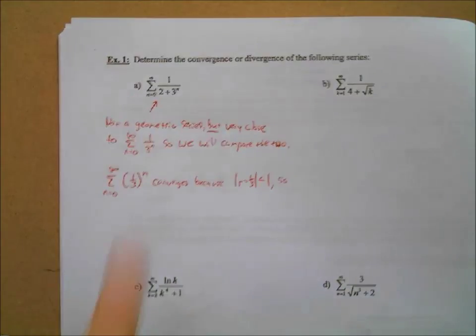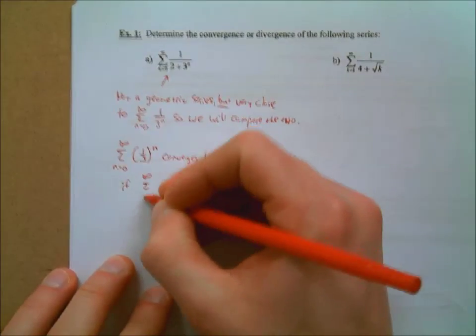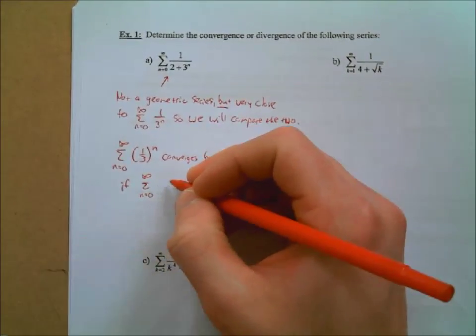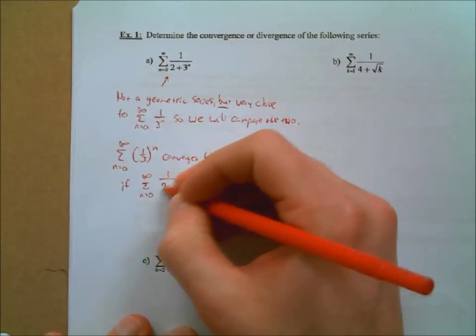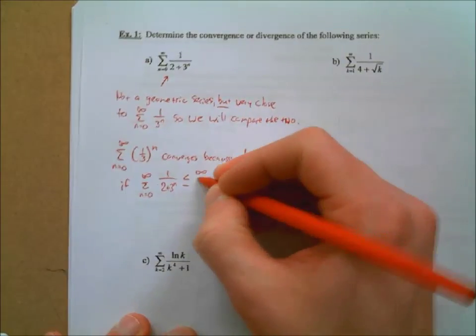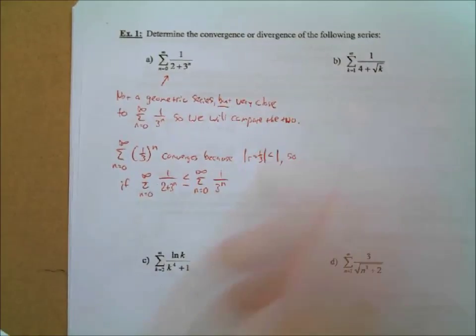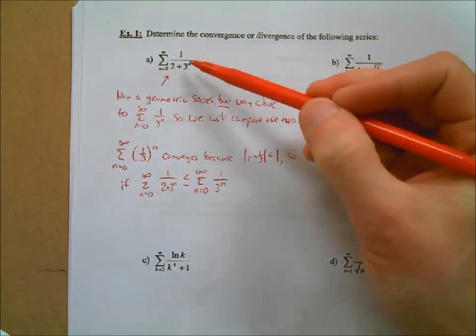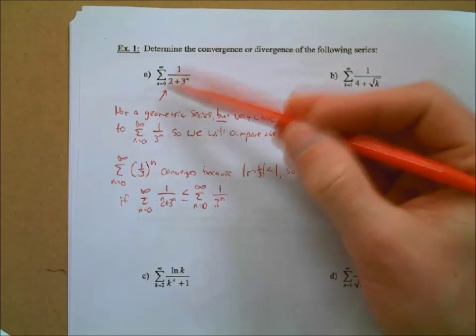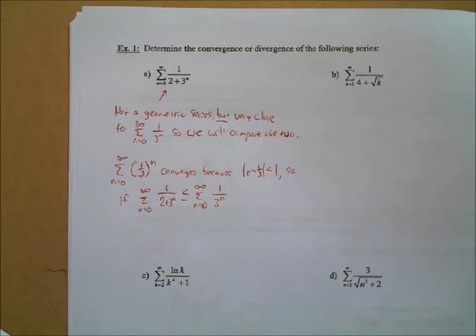right, knowing that this converges, if the sum from n equals 0 to infinity of our original 1 over 2 plus 3 to the n is always less than or equal to the sum from n equals 0 to infinity of 1 over 3 to the n, right? So if we can show that our original series is always less than or equal to our comparison series, then we will know what about our original series? It must also converge, right?